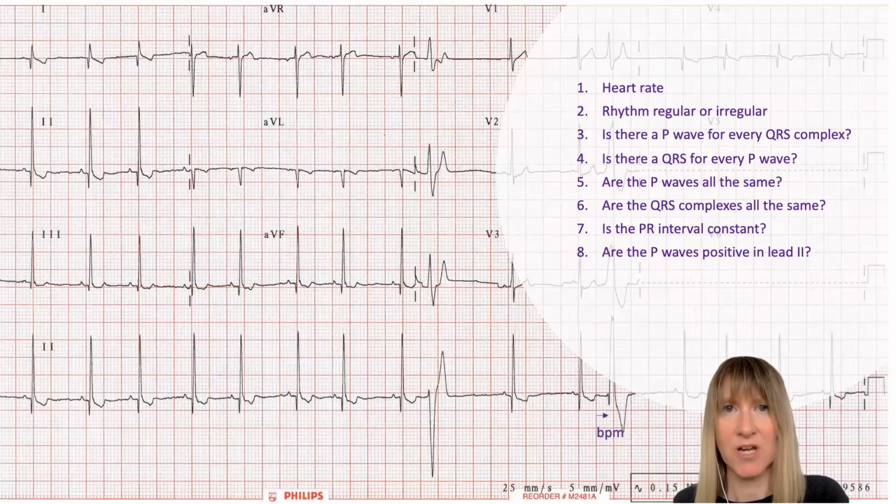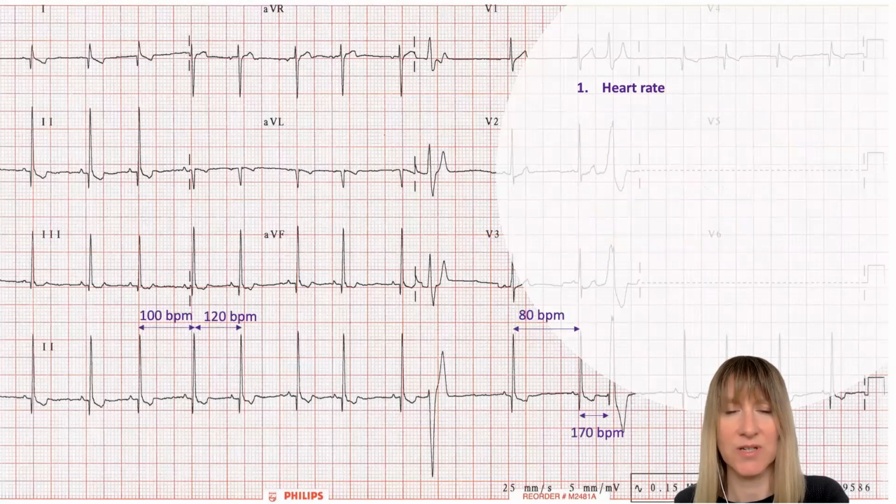So I chose to use the 300 rule. And what I'm doing here, because the paper speed's 25 millimeters per second, I'm sort of estimating heart rate based on single intervals. And for the most part, they fall between about 80 and 120 beats per minute, with the exception of some that are a little bit tighter intervals, up to 170 beats per minute.